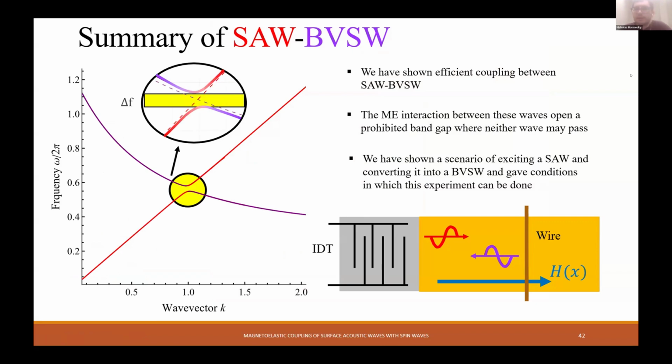And just in conclusion, you can see we have shown efficient coupling between the surface acoustic wave and backward volume spin wave. The magnetoelastic interaction between these waves opens up a prohibited band gap, which is very nice in a lot of our devices that we like to work with. And we have a scenario of exciting a surface acoustic wave into a backward volume spin wave. And of course, this can be done vice versa. If you have an antenna, you excite a backward volume spin wave, which can be converted into a surface acoustic wave as well. And that would be it.